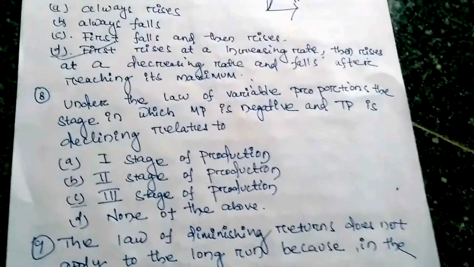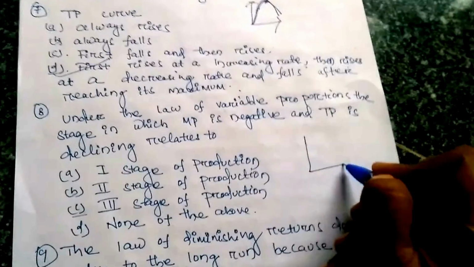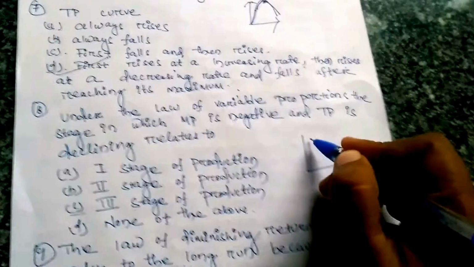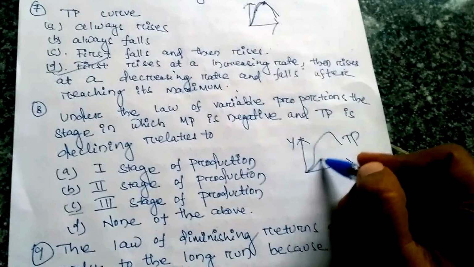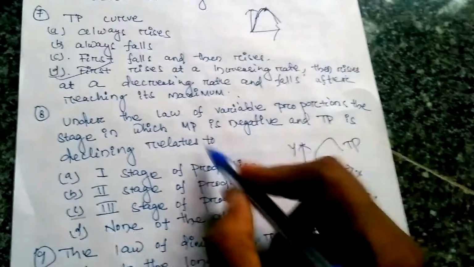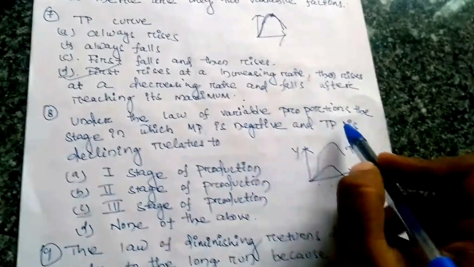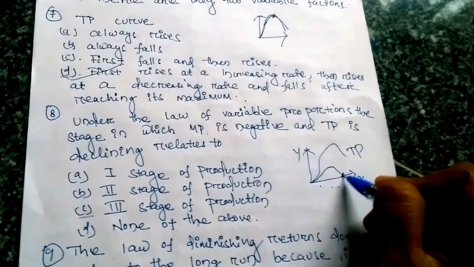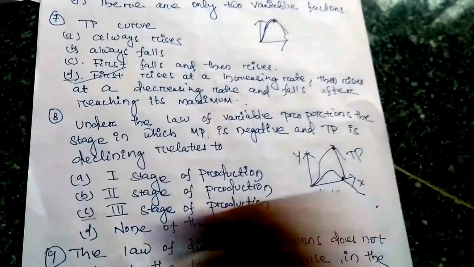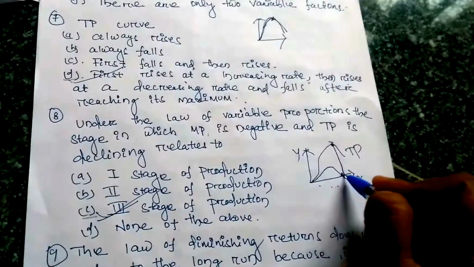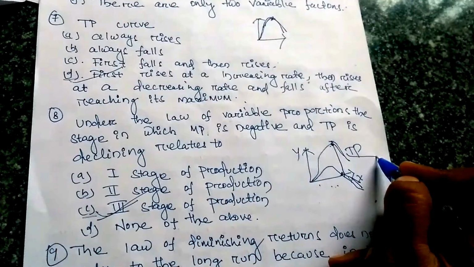Under the law of variable proportion, the stage in which MP is negative and TP is declining relates to which stage? You have to remember the diagram. This is the x-axis, this is the y-axis, this is the TP curve, and this one is the MP curve. Here there are three stages: stage 1, stage 2, stage 3. The stage when MP is negative and TP is declining is the third stage of production. MP starts negative and TP starts falling.